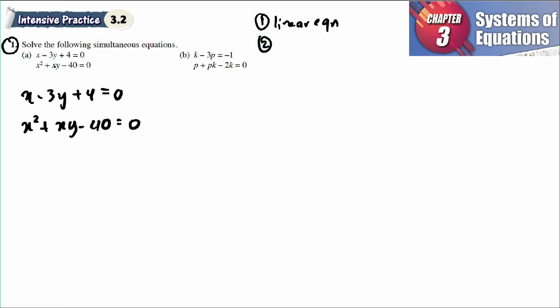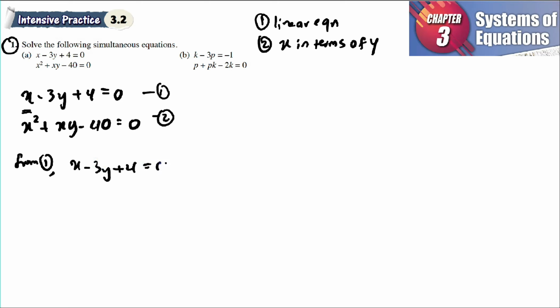and you see here you have x and y, so y in terms of x or x in terms of y. So find the easiest one. You see here you have just x, so it will be easier to find x in terms of y. Okay, you have the first equation, the second equation. From the first equation, from 1, okay, x minus 3y plus 4 is equal to 0.